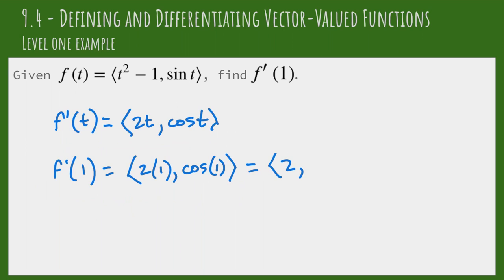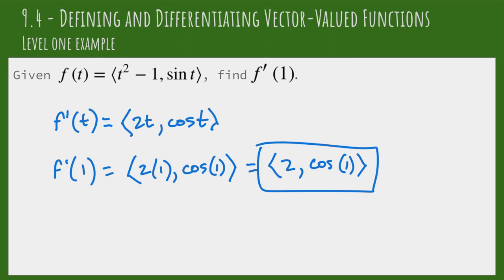And we get 2, comma, and then cosine of 1 is, well, we don't know what that is. To get a numerical answer, we would have to plug that into our calculator. So we'll just leave it as cosine of 1. So the idea here is we're just taking the derivative of each component of the vector independently.